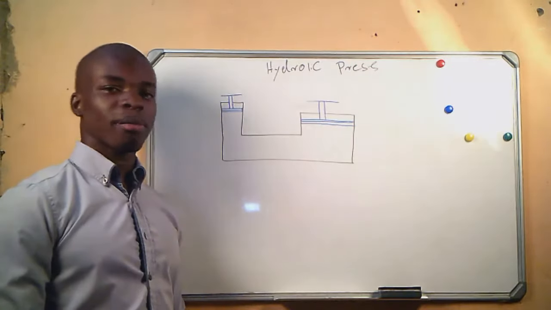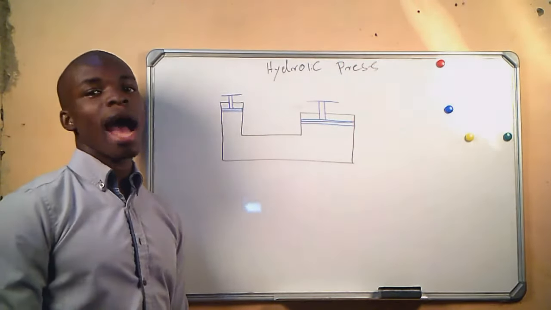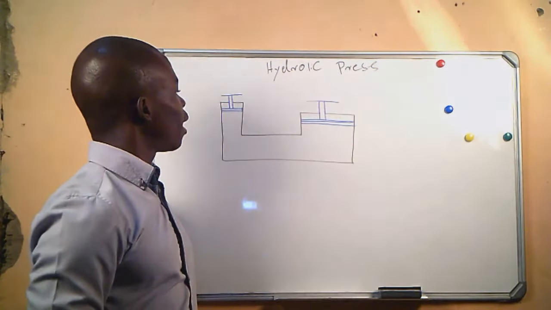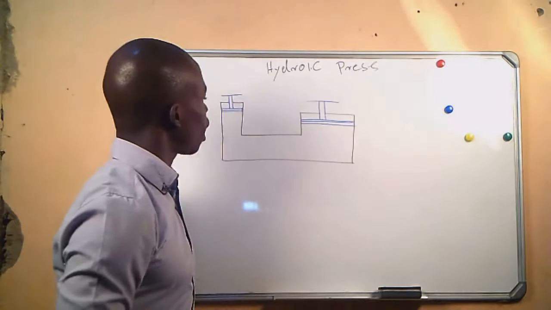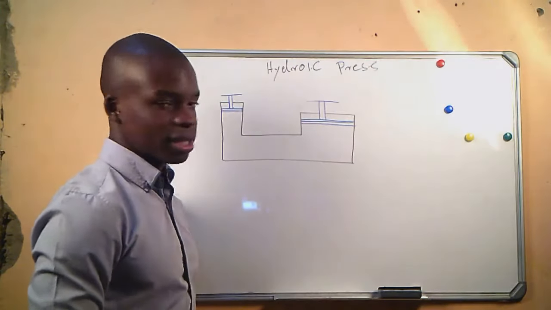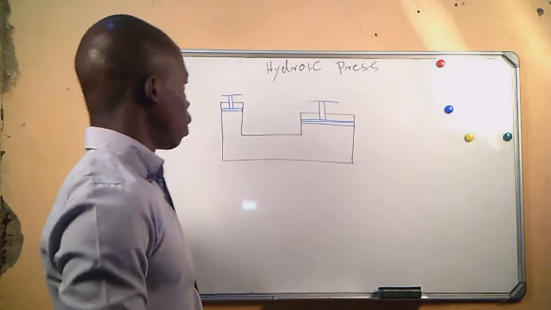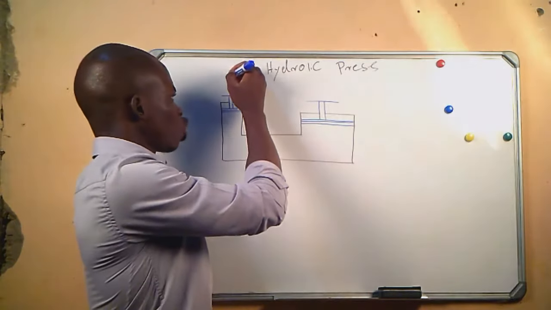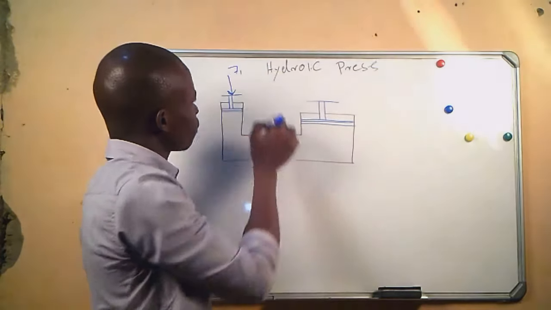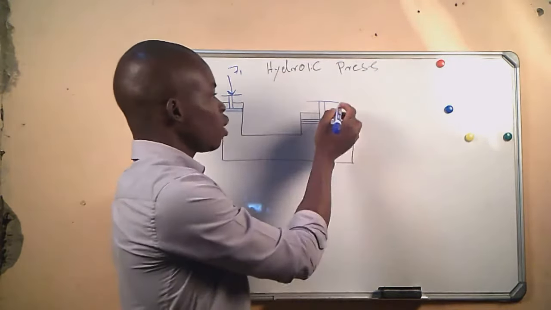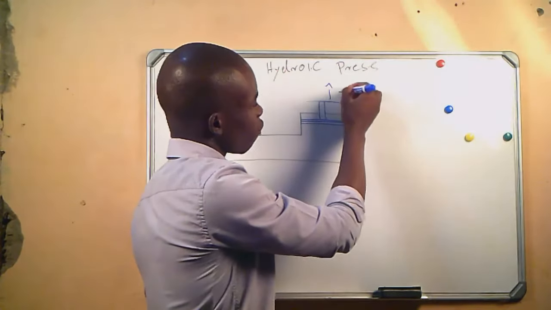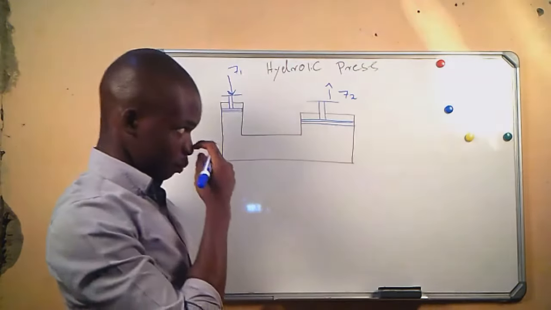The structure that you see on the board is a basic structure of a hydraulic press. We call this side with the smaller piston a plunger, and the side with the larger piston we call a ram. If we push the piston on the plunger with, let's say, force F1, the piston on the ram will be pushed up with a force, let's say, F2.